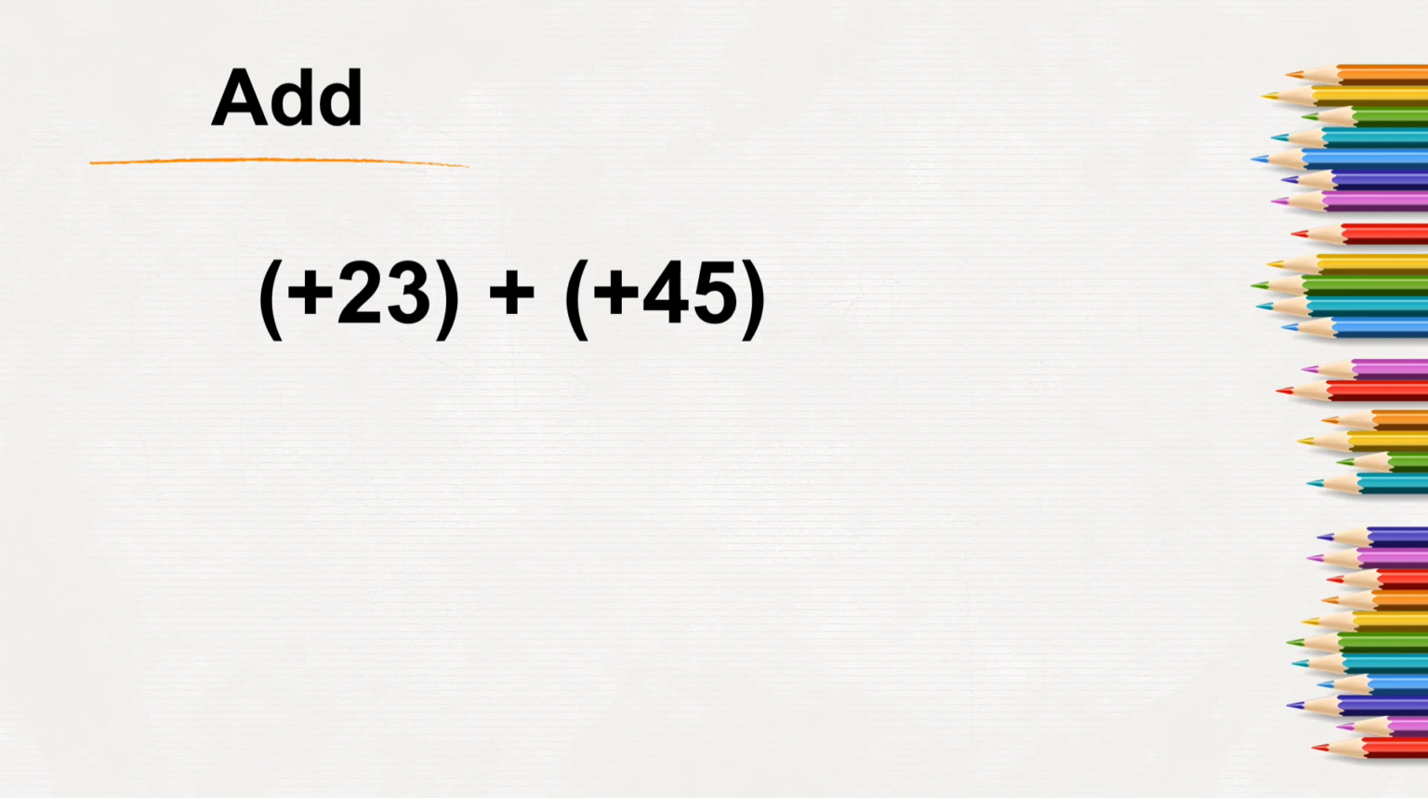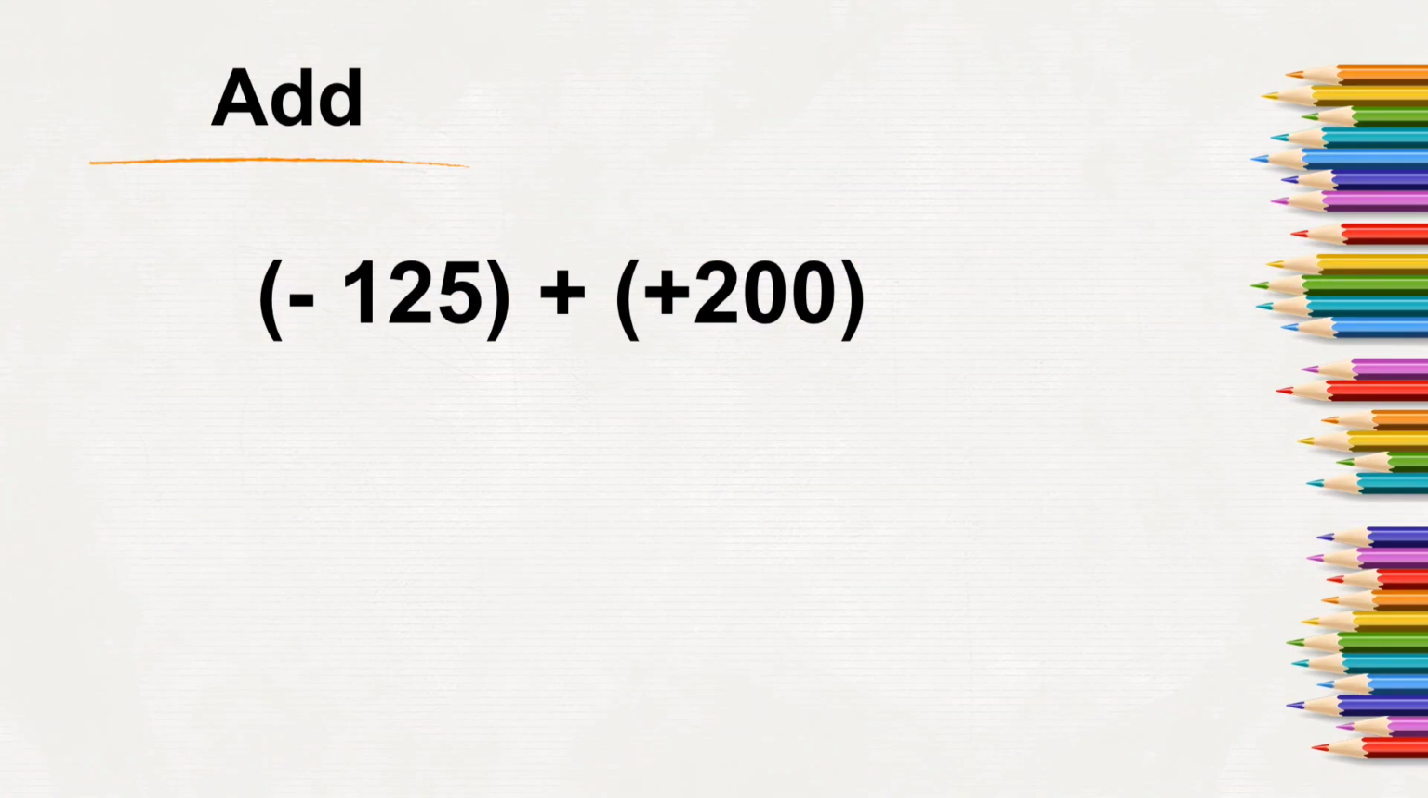So what is 23 plus 45? 3 plus 5 will be 8 and 2 plus 4 will be 6, which is equal to 68, and 68 will be positive 68. When we add two positive numbers, the result will also be a positive number, right? So here adding 23 and 45 together gives us 68.